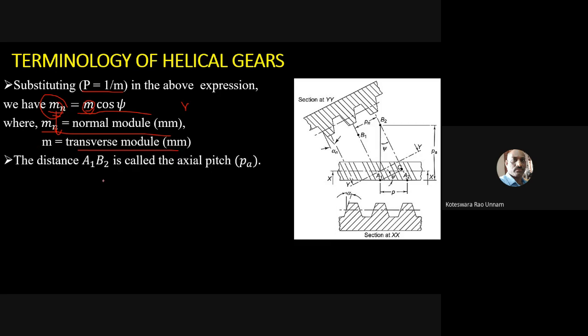Now onwards, in the case of a spur gear, we design for the module. In the case of this helical gear, you need to design for the normal module. Once you know the normal module, you can calculate the transverse module also, provided you know the helix angle. The distance A1, B2 is called the axial pitch.